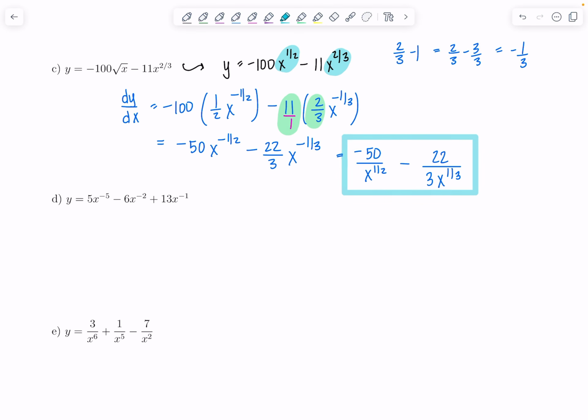There's our final answer. If you want, you can rewrite this x to the 1/2 as square root of x, since it was a square root in the beginning, or you can leave it. So again, check with your instructor. I'll do it just in case that's how they want it. Negative 50 over rad x minus 22 over, but then this should be 3 cube root of x. So I don't know, check with them what they want. Okay, that's another option.